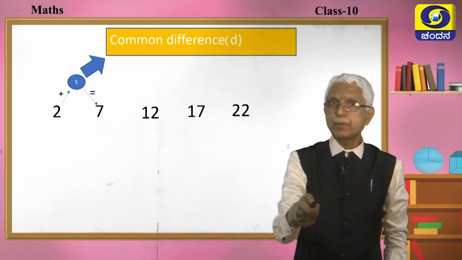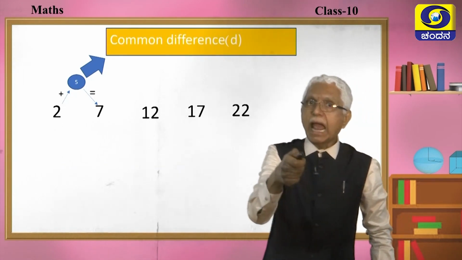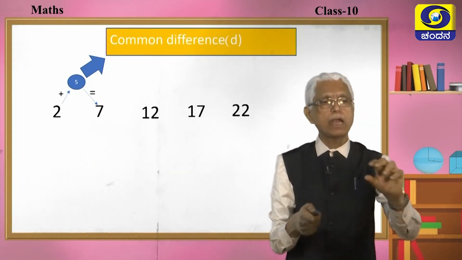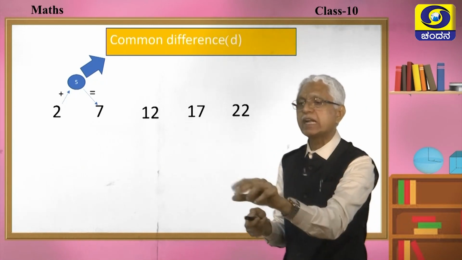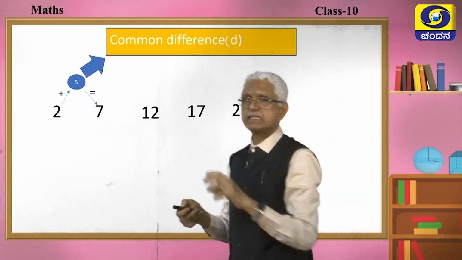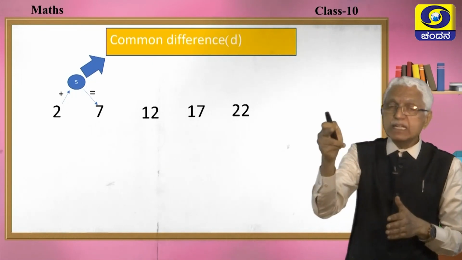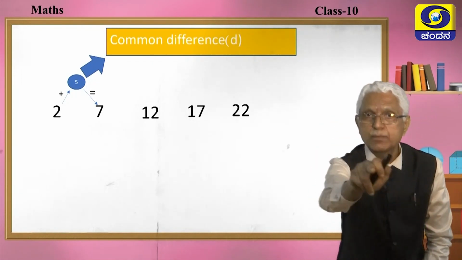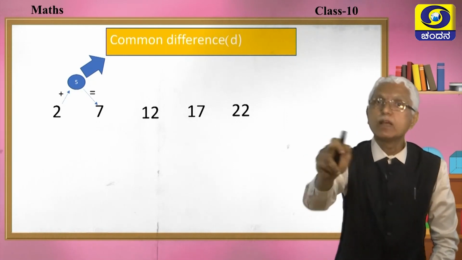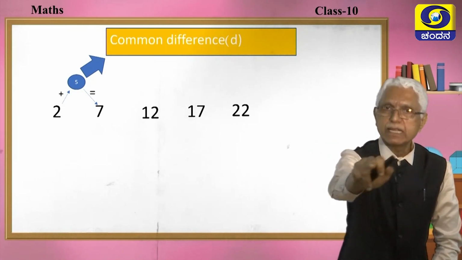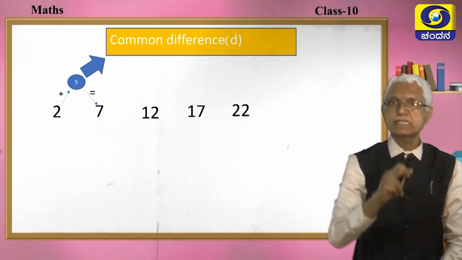So, what has happened? I went on adding 5. I started with 2, added 5 to get 7, added 5 to get 12, added 5 to get 17, added 5 to get 22. So, that common difference, please observe, 7 minus 2 is 5. 12 minus 7 is 5, 17 minus 12 is 5, 22 minus 17 is 5.